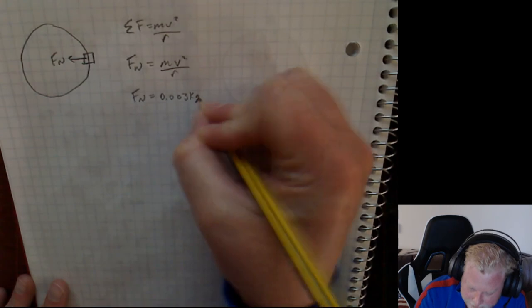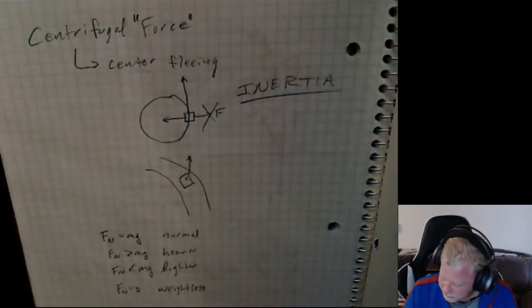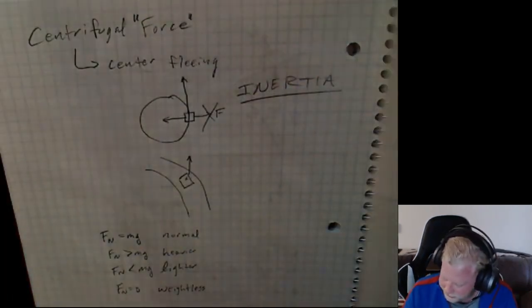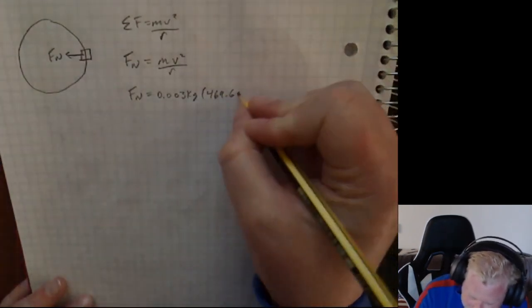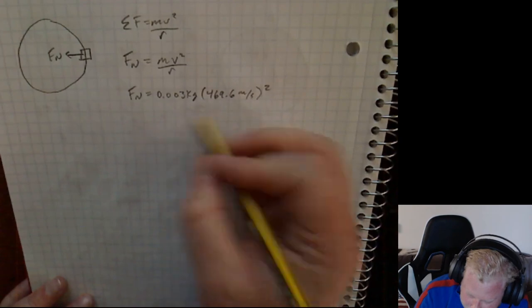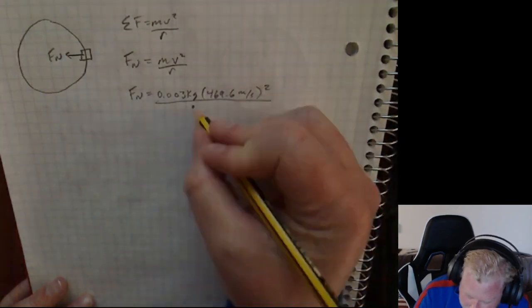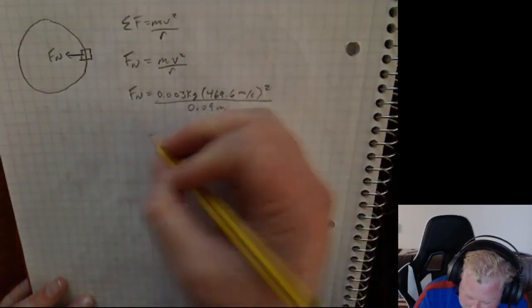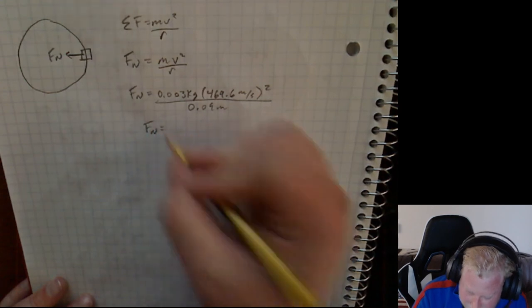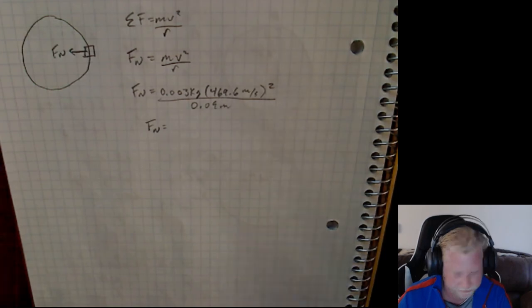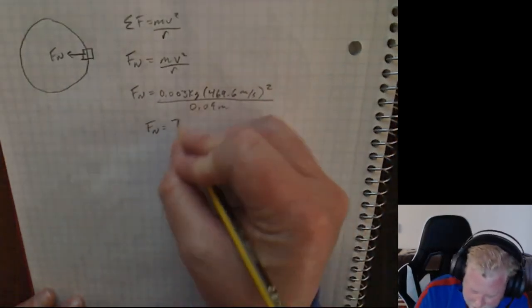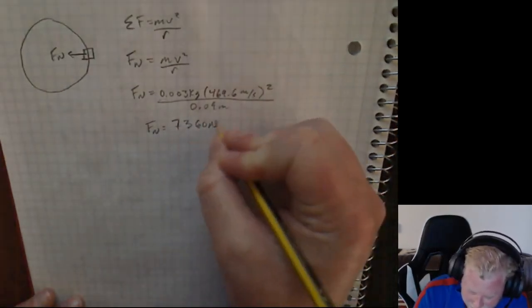So your normal force is equal to 0.003 kilograms times 469.6 meters per second, squared, and all of that over 0.09 meters. So the apparent weight, the normal force, comes out to 7,360 newtons.